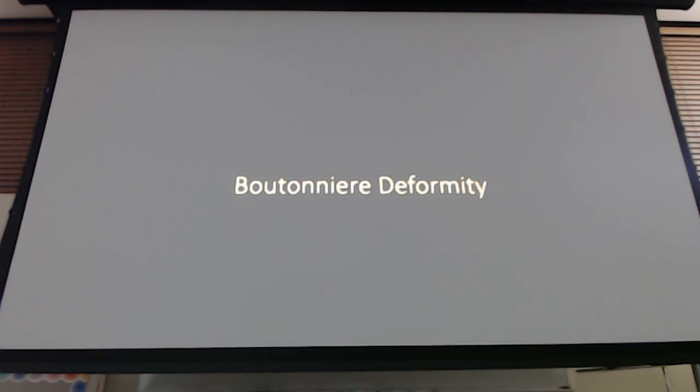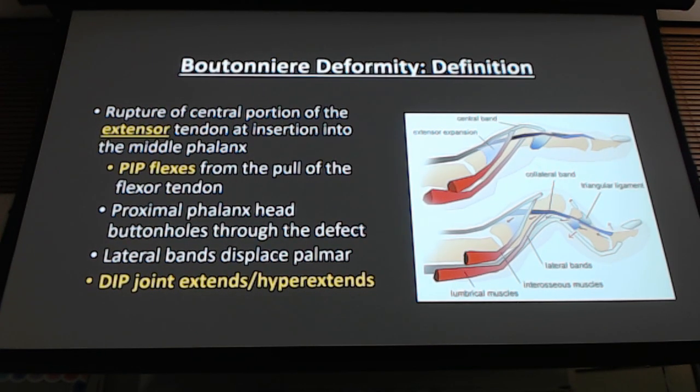So, boutonniere deformity. When we talk about boutonniere deformity, it's important to understand that it is technically an extensor tendon injury. More specifically, it's the central slip of the extensor tendon. It's in yellow, it's underlined. It's important to understand that's where the injury pattern is. Is that on the dorsal or the volar aspect of the finger? Dorsal. That will be important to understand because that will tell you why you get the deformity you see with this.